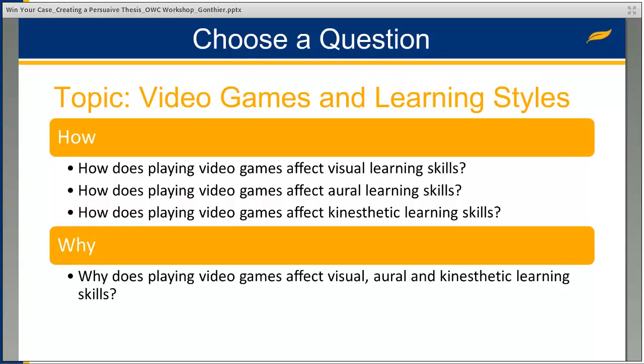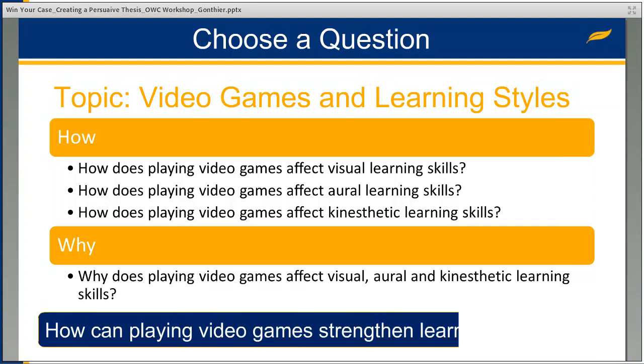Okay, so those are the types of things that you want to be thinking about as you're researching and moving closer and closer to the thesis statement. Okay, so my question, ultimately, that I'm going to form is, well, how can video games strengthen learning skills? So ultimately, I've come up with that too.